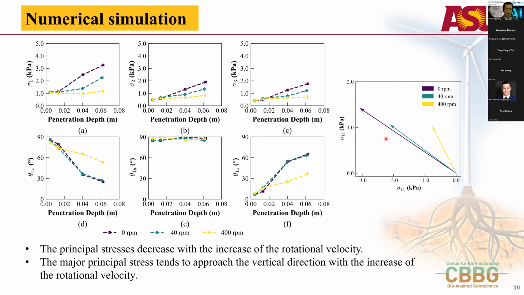So we plot the major principal stress at the final stage. We can see that the major principal stress tends to approach the vertical direction with the increase of the rotational velocity.